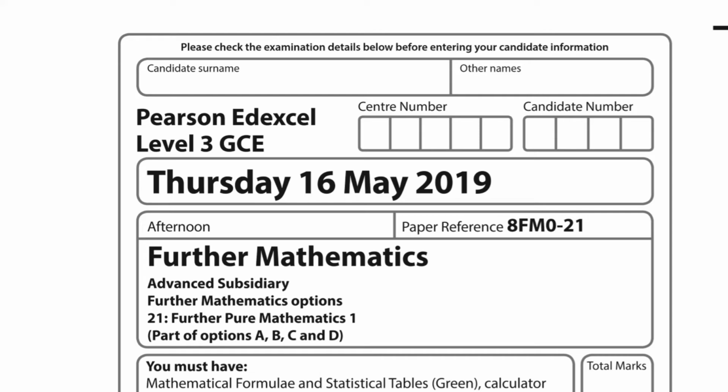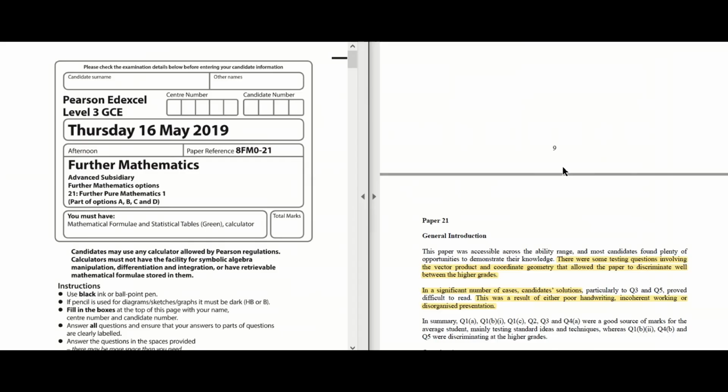Hi guys, this is the EdExcel AS Level Further Maths paper from the June 2019 series, and in this video we'll be taking a look at the Further Pure Mathematics 1 FP1 module. Okay, so the examiner's report for this paper said it was accessible across the ability range, and most candidates found plenty of opportunities to demonstrate the knowledge.